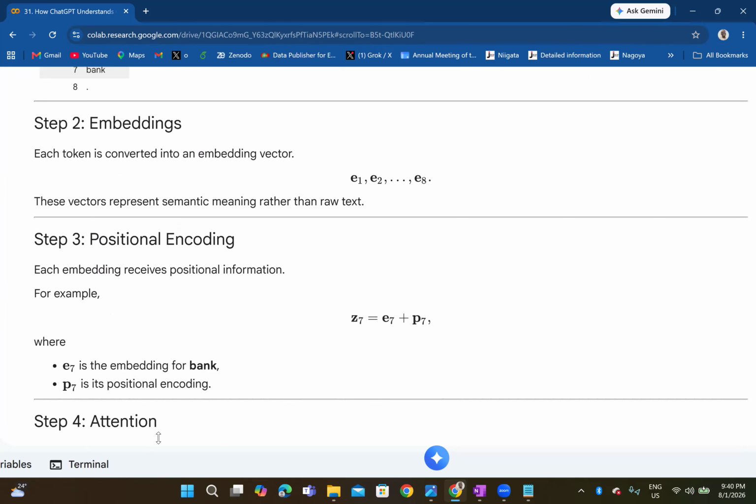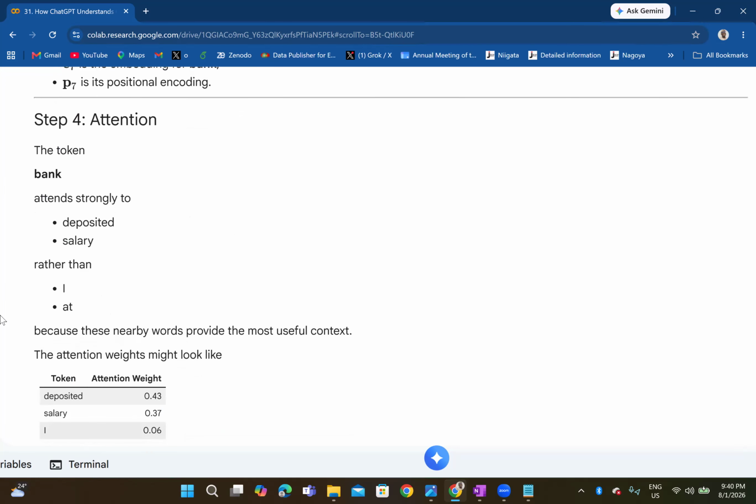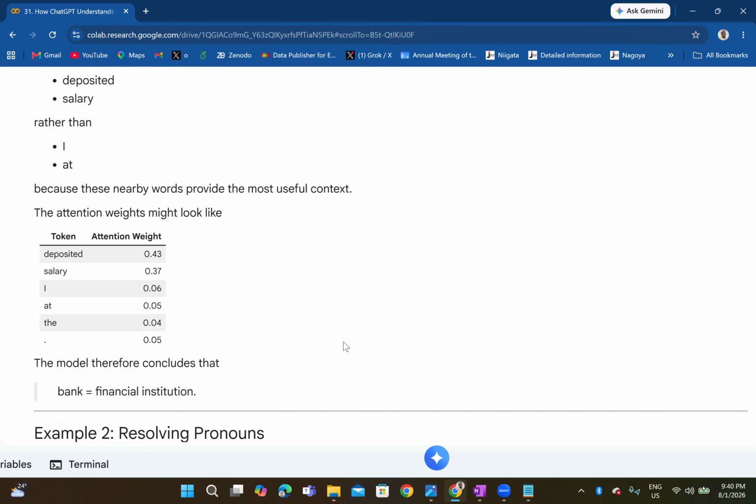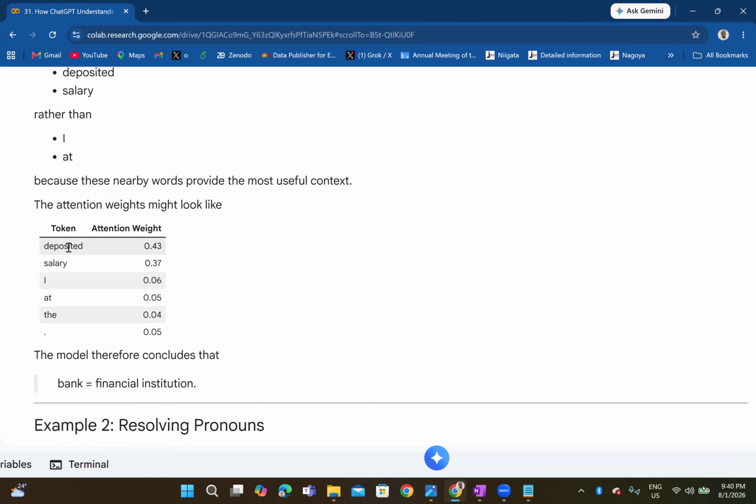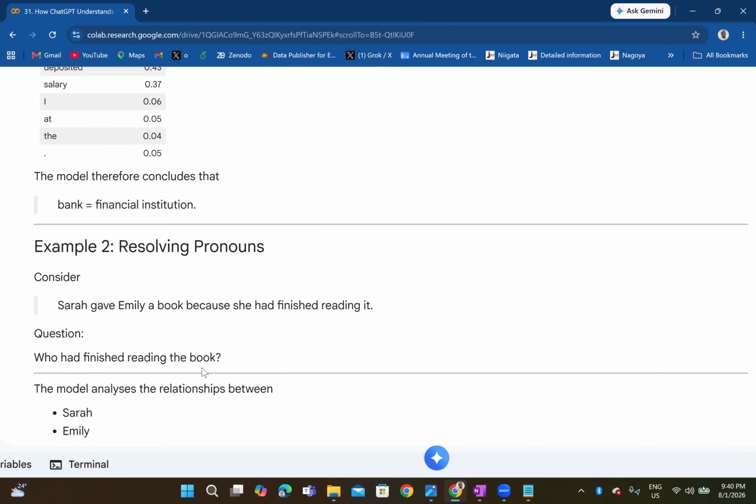For attention, the token bank attends strongly to deposited and salary rather than I and at, because these nearby words provide the most useful context. The attention weights might look like this: deposited 0.43, salary 0.37, then all the rest. So the model therefore concludes that bank is a financial institution in this case because of the context.